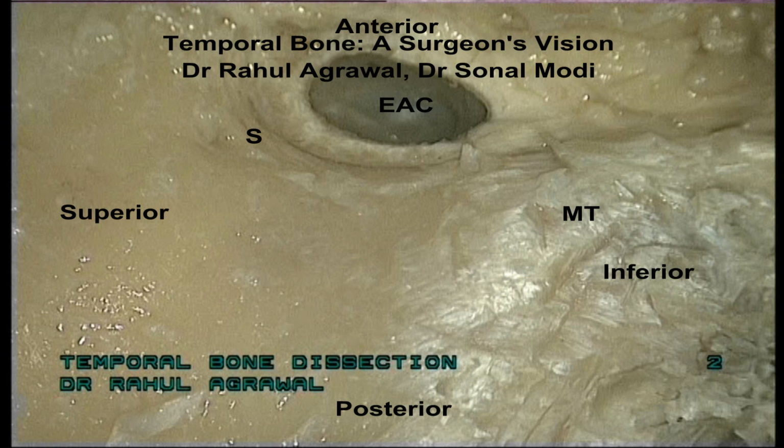Anterior, superior, posterior and inferior are labeled. S stands for spine of Henle. EAC denotes your external auditory canal.